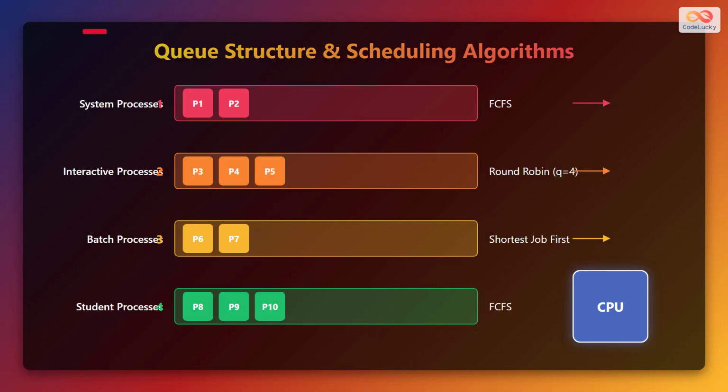Different scheduling algorithms are used for each queue. For example, first come first serve is used for system processes queue, round robin with quantum equals 4 for interactive processes queue, and shortest job first for batch processes queue. The CPU executes processes from the highest priority queue first, and then moves to the lower priority queues.